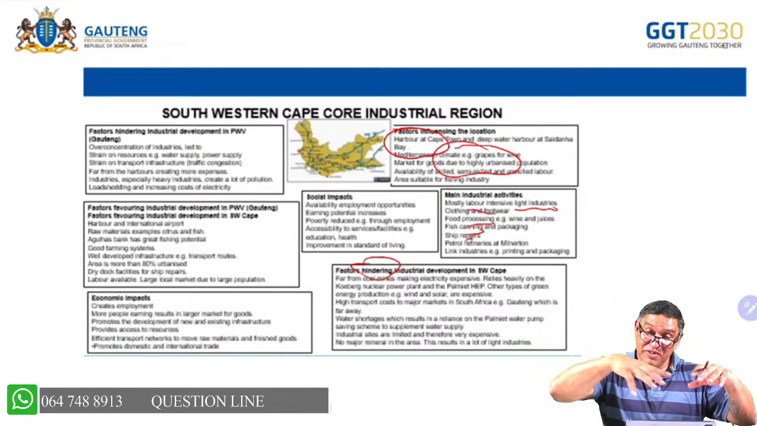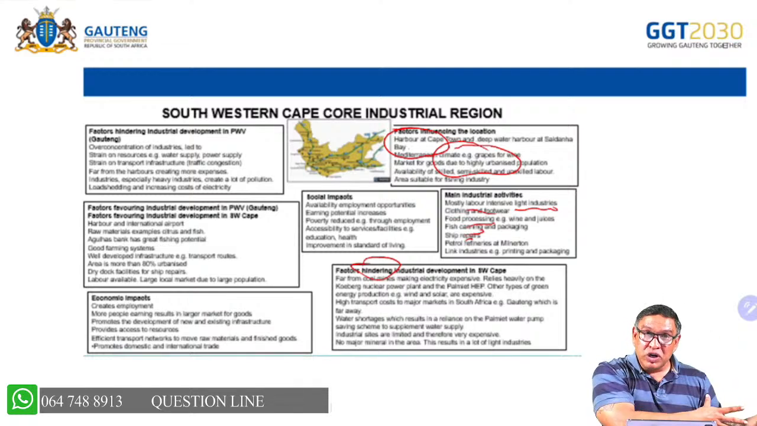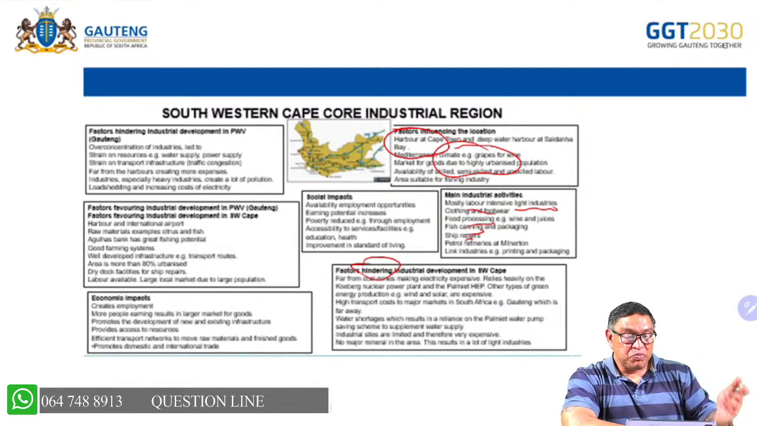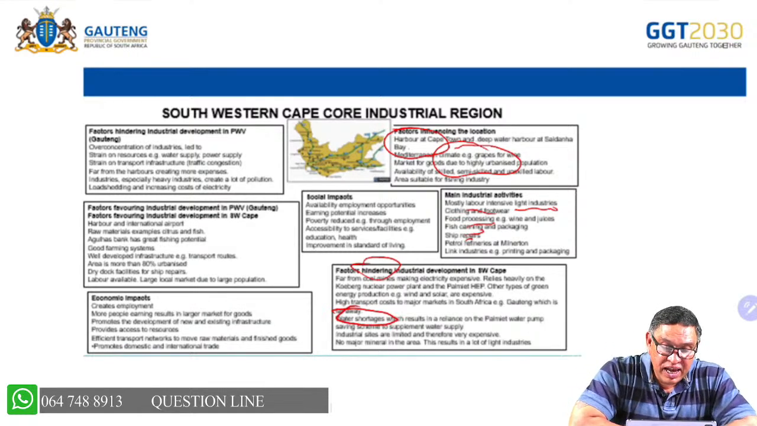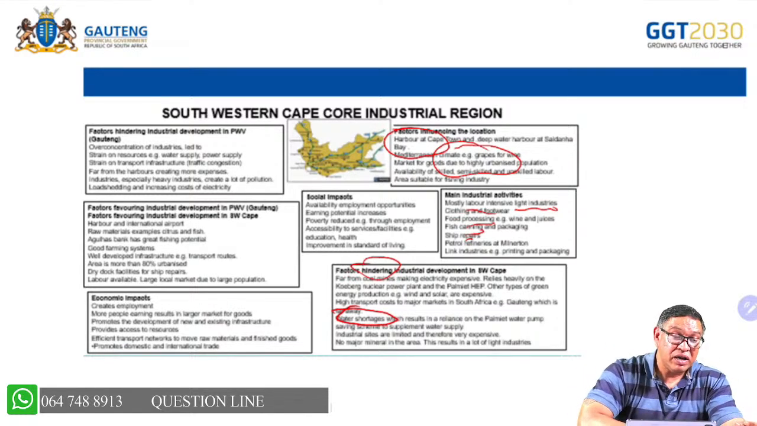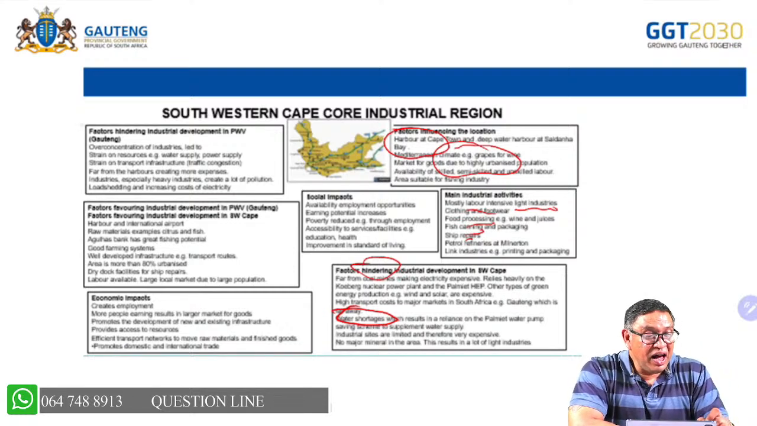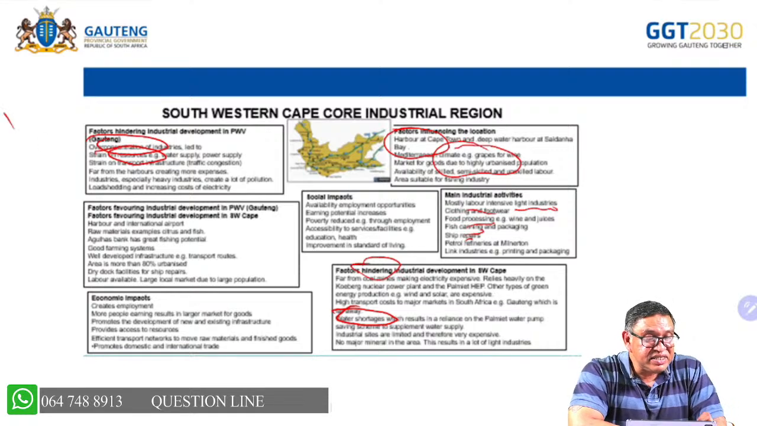Hindering factors: it's far away from the coal mines, so electricity is expensive. Therefore, they have to look at other methods like solar or nuclear, like Koeberg nearby, and various projects to cater for that. There are water shortages, and they have to supplement their water via various projects. Factors again hindering: overconcentration and strain on water supply. Those are the same factors.